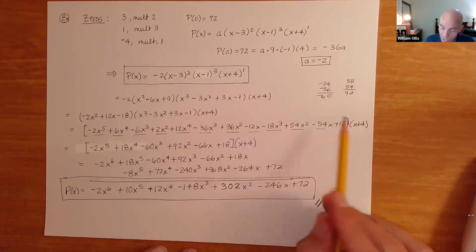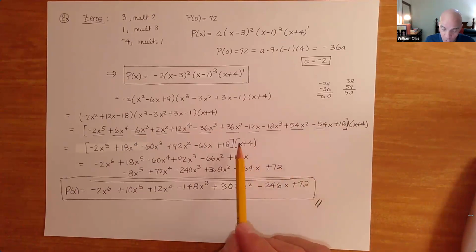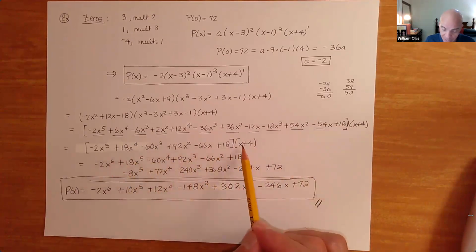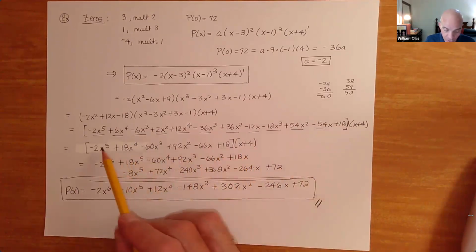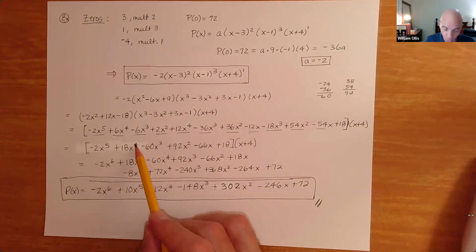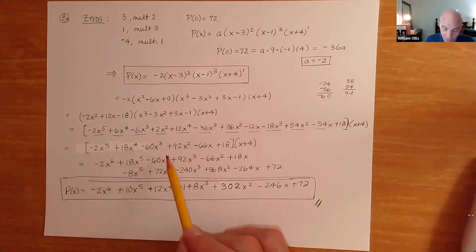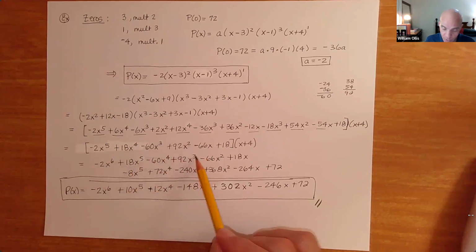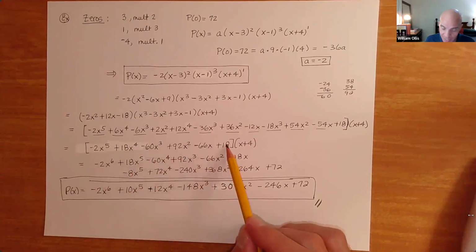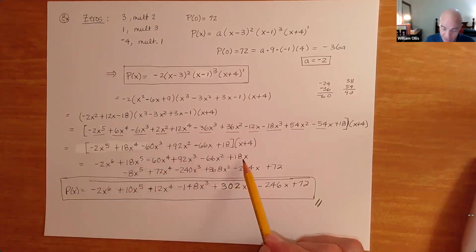Now, of course, we're just left with the x plus 4. So each of these terms gets multiplied by x. That's easy to do. So the 5 becomes a 6, the 4 becomes a 5, the 3 becomes a 4, the 2 becomes a 3, the x becomes x squared, and the 18 becomes 18x.